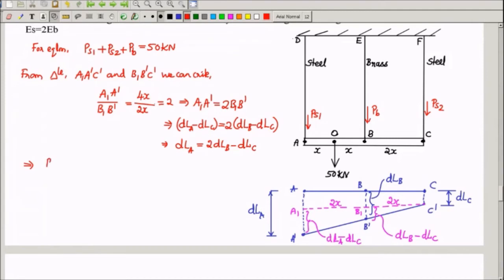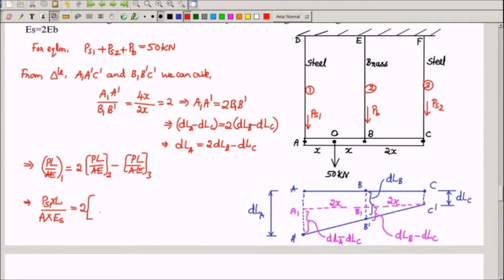Or I will write it as PL by AE of portion 1, if I call these 1, 2 and 3, is equal to 2 times DLB. DLB is what? PL by AE of portion 2 minus PL by AE of portion 3. What is P for the first portion? It is PS1. Call it PS1. And the length, I will write it as L only. The area is also the same. E for the first portion is nothing but ES, it is steel. It is equal to 2 times PL by AE for the middle portion, that is brass, EB.